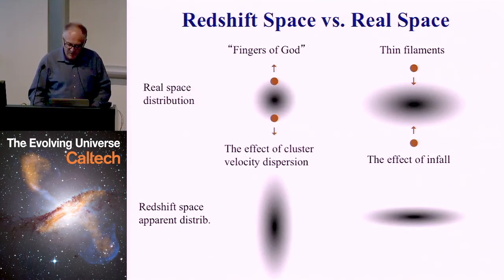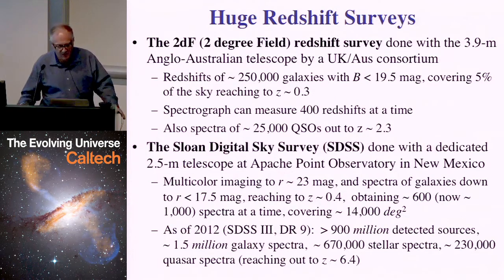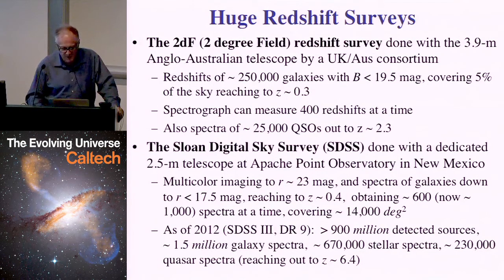So the field has been really transformed by very large redshift surveys. There were two of them. The first one is called the 2-degree field redshift survey. It's named after the instrument at the Anglo-Australian Telescope in Australia. And they measured 250,000 galaxies, not over the entire sky, plus quasars and whatnot. And that was surpassed by the mother of all surveys, the Sloan Digital Sky Survey, which surveyed about a third of the sky and measured redshifts to close to 1 million sources by now.